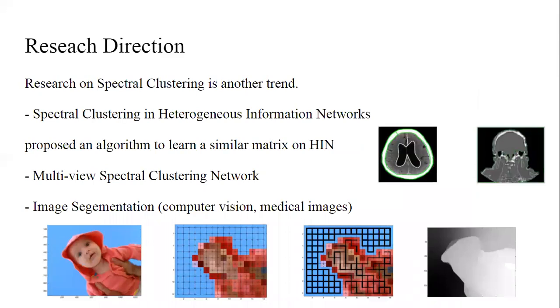Here are three different works. First is spectral clustering in heterogeneous information networks. For instance, some authors proposed an algorithm to learn a similarity matrix on heterogeneous information networks. Also, multi-view clustering, which contains different resources, can leverage the Laplacian matrix. Last but not least, image segmentation can be regarded as graph cutting, which can be solved by the Laplacian matrix. And this technique is also popular in the medical domain.